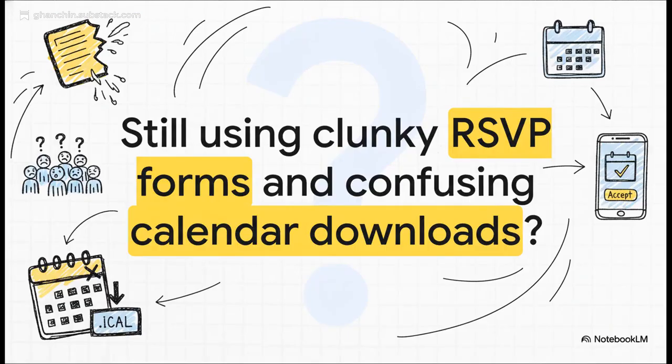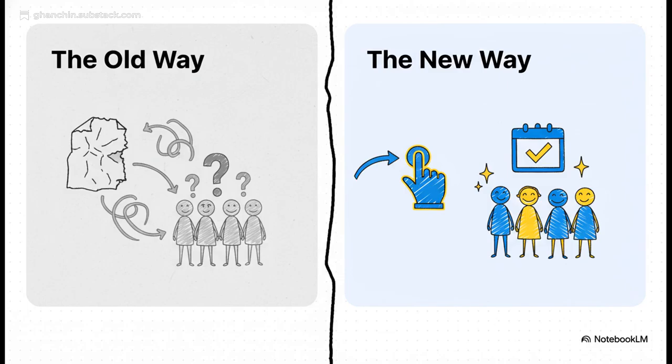So let's be real. If you've ever organized an event, you know the headache. You're trying to build some clunky RSVP form, you're sending out links, and you're dealing with people who are totally confused by those iCal files that, let's face it, never seem to work right. The whole process is just begging for an upgrade. And that's what we're looking at here, a total shift in how this stuff gets done.